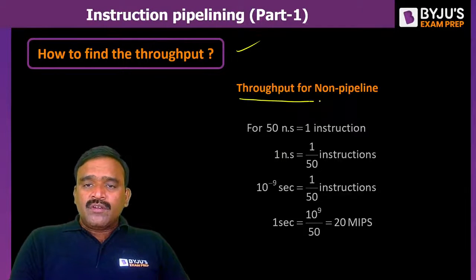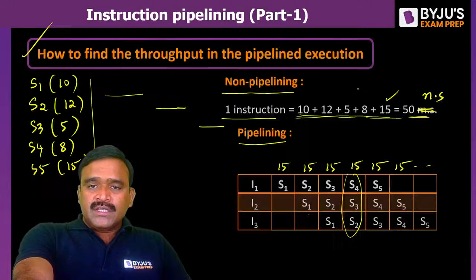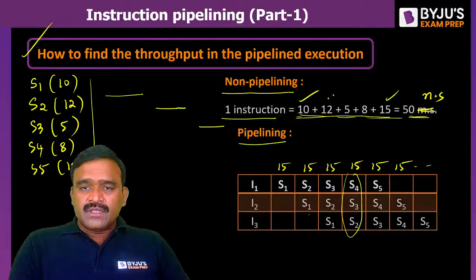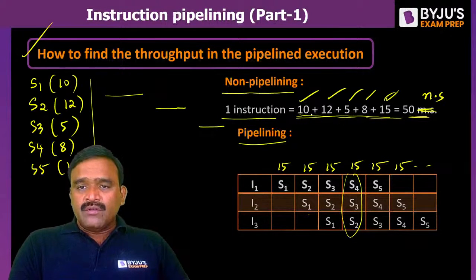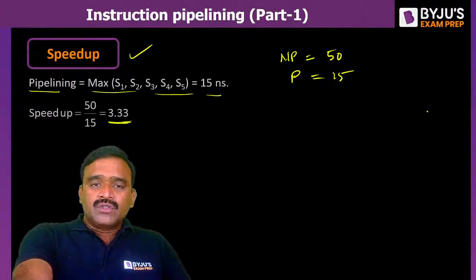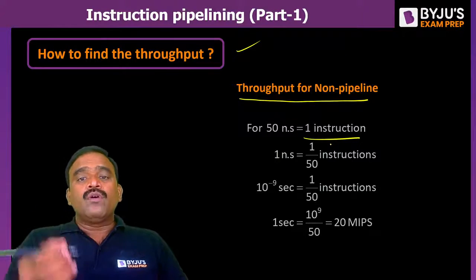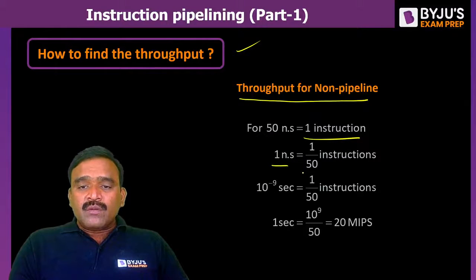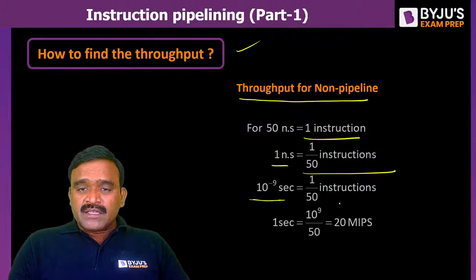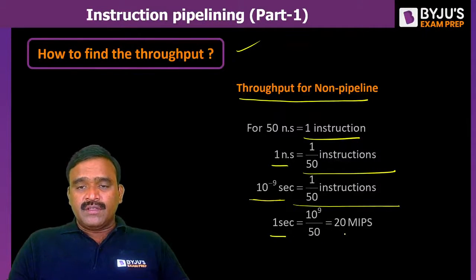If we take the throughput of non-pipelining, one instruction is the sum of all these: stage 1, stage 2, stage 3, stage 4, stage 5. We are taking 50 nanoseconds. So within 50 nanoseconds, only one instruction you can execute because of no overlapping. So 1 nanosecond is 1 by 50 instruction. 1 nanosecond is 10 power minus 9 second, so 1 second is 10 power 9 divided by 50, which is nothing but 20 mega instructions per second.